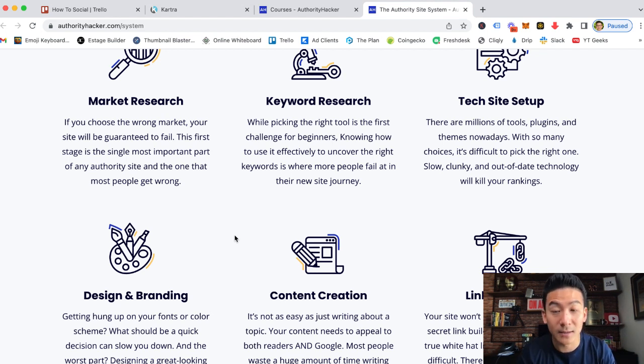But if you want to learn it, then you should be learning it from Authority Hacker, because Gail and Mark know what they're talking about. That's what I would say. Okay, so that's kind of my review on Authority Hacker and the Authority Site System. Especially if you're a beginner and you're watching this and you don't know that much about search engine optimization, Google, and building an authority website. Now you know kind of what it takes, okay?